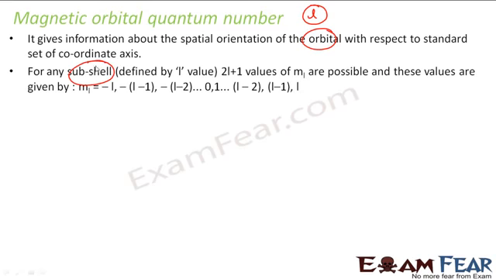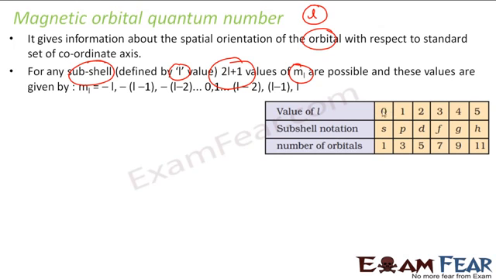For a given subshell or l, I can have 2l plus 1 values of m. That is, from minus l through 0 to plus l. I'll explain that. For example, the value of l is 0 here, that means s, so the number of orbitals is 1. When l is 1, I can have values of m from minus 1, 0 and 1. The number of orbitals is 3. When l is 2, I can have values from minus 2, minus 1, 0, plus 1, plus 2. How many? 5. So that's how it is.